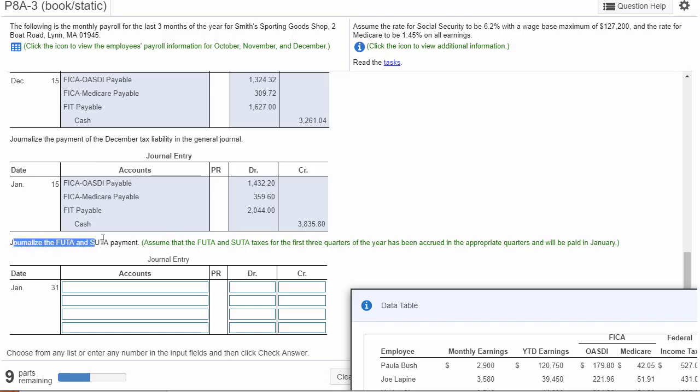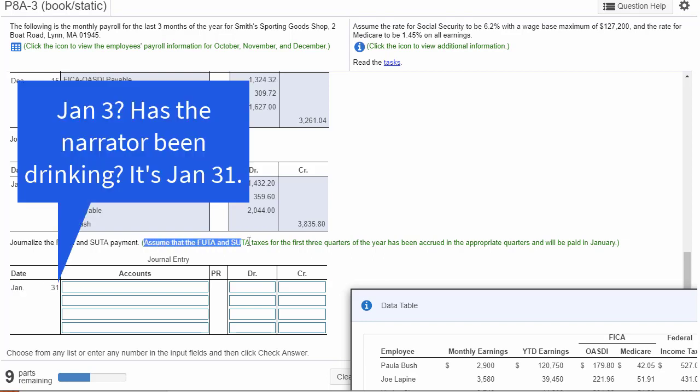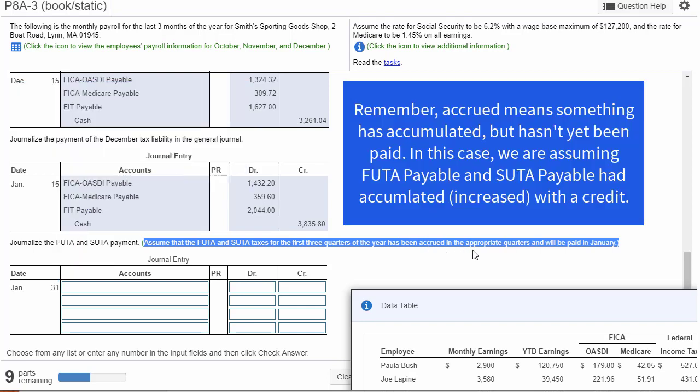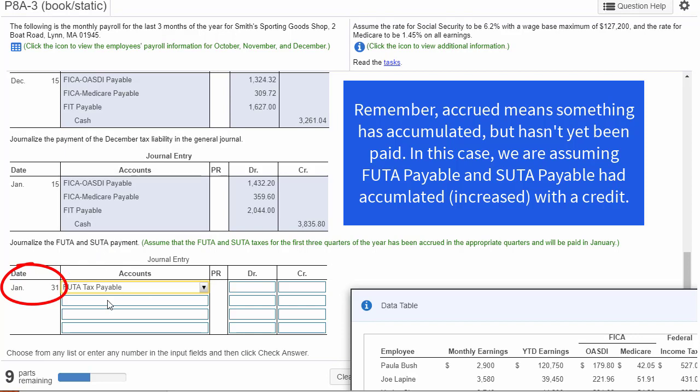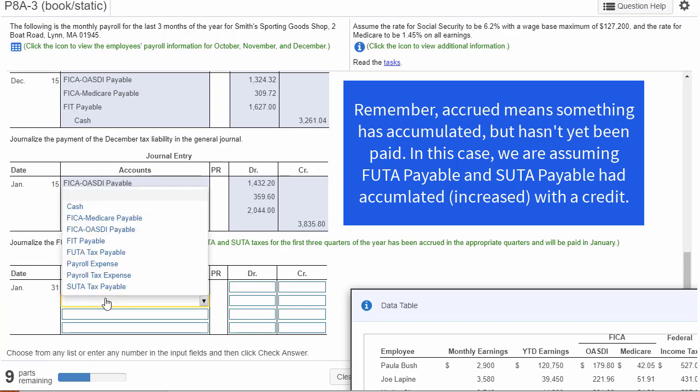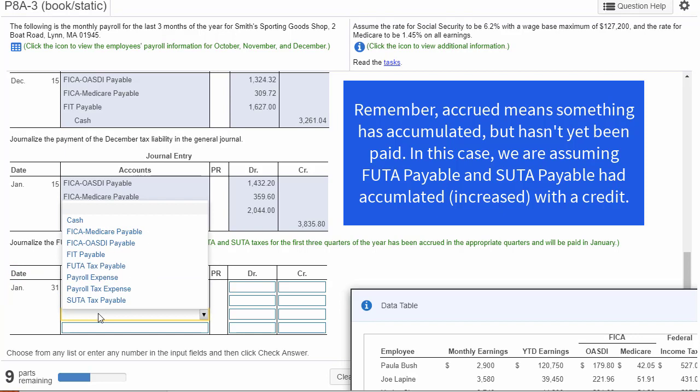Now, it says journalize the FUTA and SUTA payment as of January 3rd. Assume that the FUTA and SUTA taxes for the first 3 quarters of the year have been accrued. In other words, the FUTA payable and SUTA payable were already increased for the previous quarters and will be paid in January. So in January, we have to lower our FUTA payable and we have to lower our SUTA payable, and then we pay them with cash.